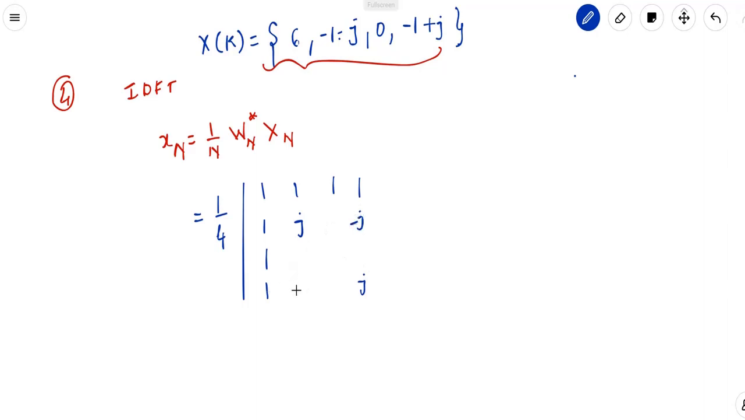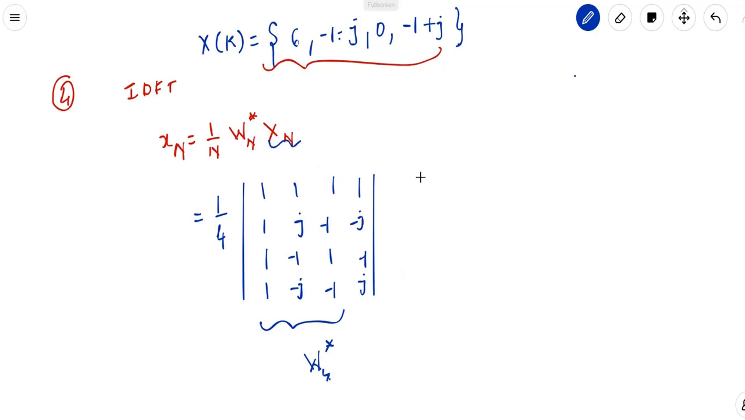Only j values will be reversed, minus j. So this is minus 1, minus 1, minus 1, minus 1, and this is plus. Okay, so this is conjugate. So this matrix is omega 4 conjugate, or I can write it as omega n conjugate. Okay, so I will substitute directly these values here. Next we have to multiply it with the x of k matrix, this matrix.